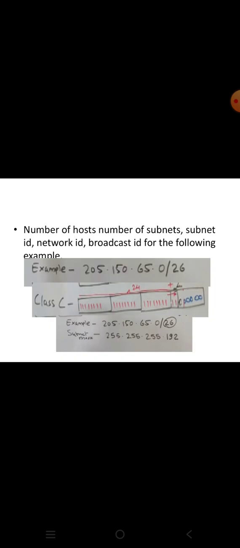So the subnet mask will be 255.255.255.192. This is how we find the subnet mask for the example. The slash notation gives 24 plus 2, so from the last octet we are taking 2 bits for network, and the equivalent decimal number is 192. So we found the subnet mask.